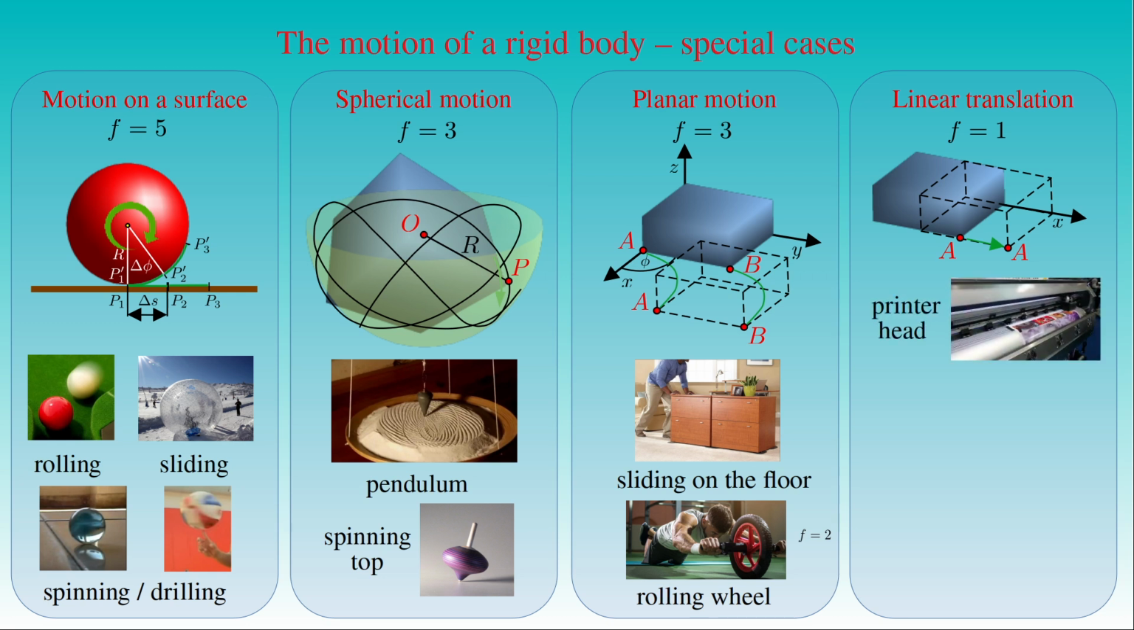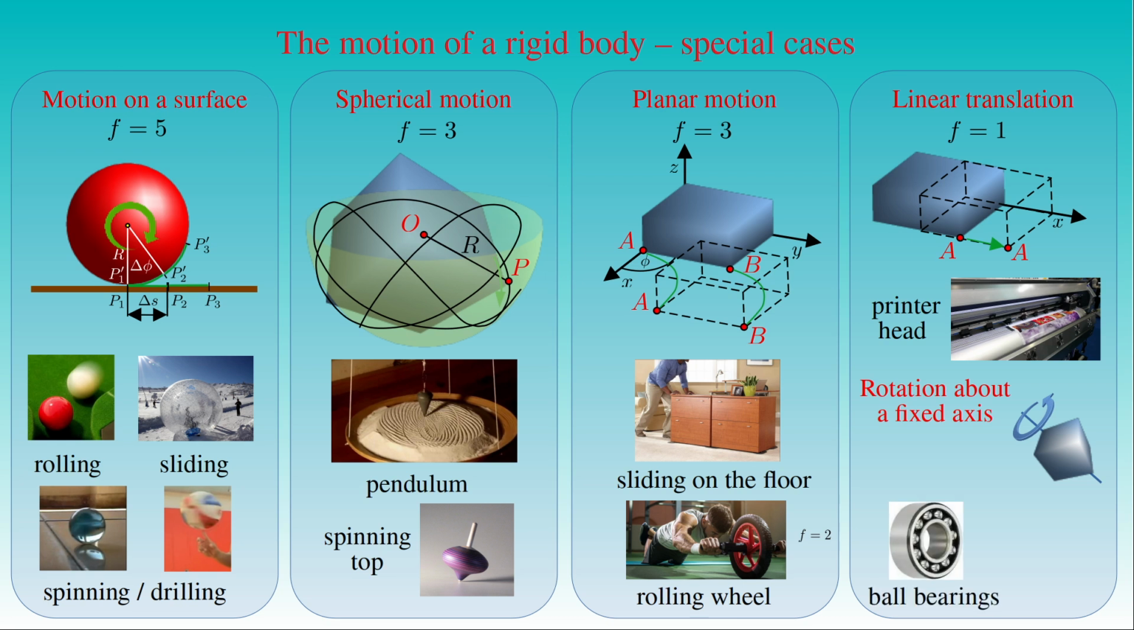The second case is when 2 points of a rigid body are fixed and the body can only rotate about the fixed axis passing through the 2 points. A well-known example for such motion is the operation of ball bearings, where one of the races is fixed while the other one is allowed to rotate by the separated balls between the races. Here the only degree of freedom of the motion is the rotation angle of the moving race.